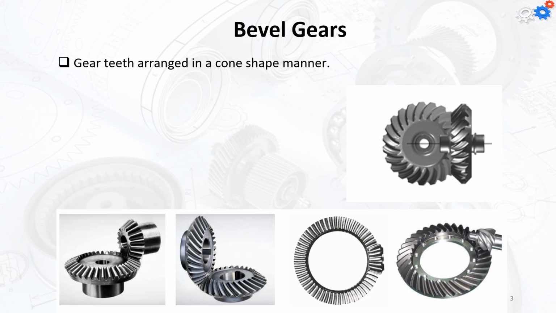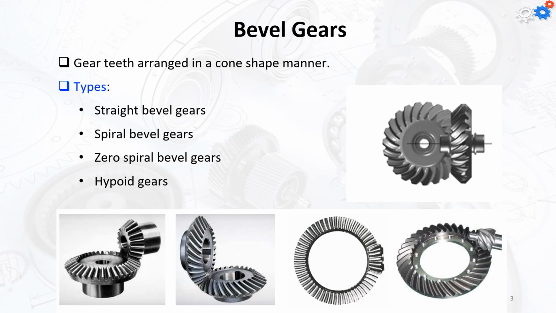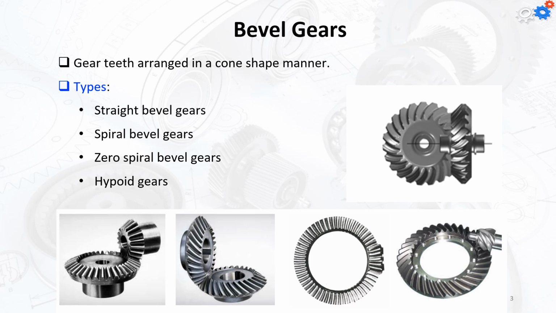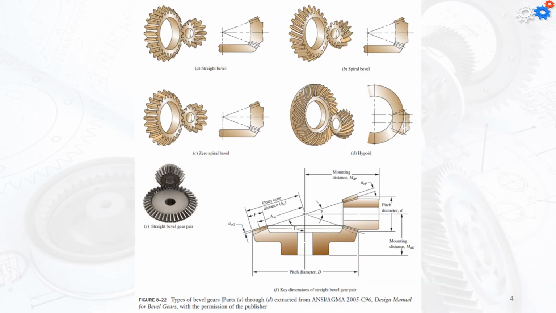as you can see from these images. The types can be straight bevel gears, spiral bevel gears, zero spiral bevel gears, and hypoid gears. In figure 8-22, we can see that we have straight bevel gears, spiral bevel gears, zero spiral bevels, and the hypoid. In addition, we have the straight bevel gears, which you can see as an image in figure E.